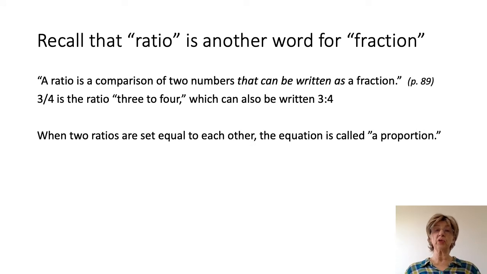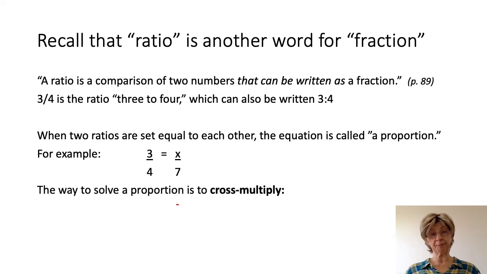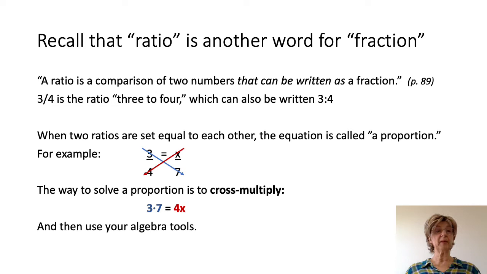When two ratios are set equal to each other, the equation is called a proportion. For example, 3/4 equals x over 7 is a proportion. The way to solve a proportion is to cross multiply. 3 times 7 equals 4x, and then use your algebra tools.